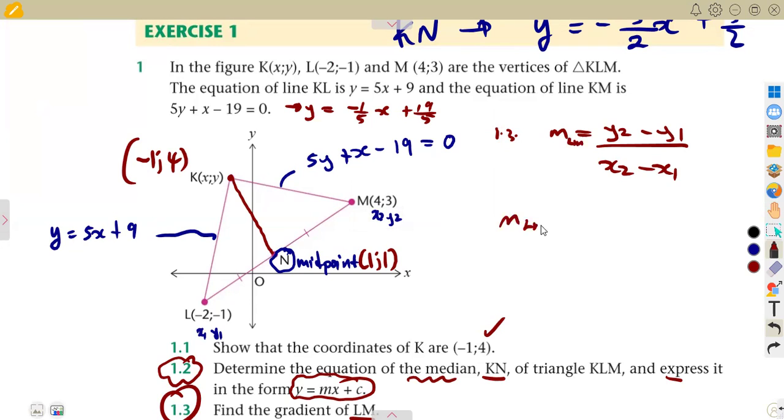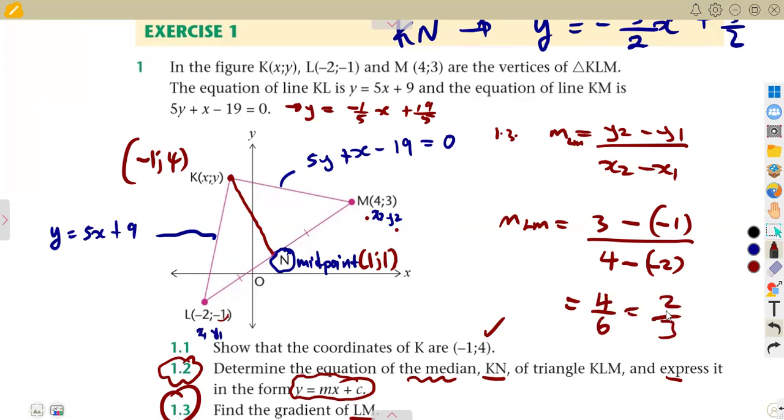So this is the gradient of Lm, which is y2 minus y1. Already we stated this x1 before, so it's going to be y2, which is 3 minus y1 there. That is minus 1 over x2, our x2 value. That is 4 minus x1, which is minus 2, according to the way that I mentioned my points. I indicated my points there. The way that you indicate your points determines how you're going to substitute them on the formula. That is the idea there. So that was going to be 4 over 6, which is simply 2/3. So you can just save your own it on your calculator direct like that. That is the idea there.